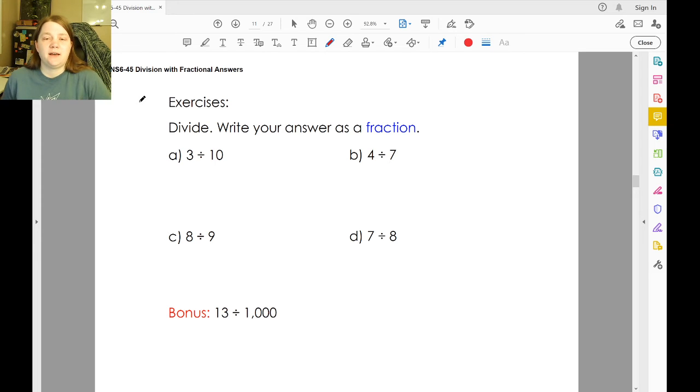They want you to divide and write your answer as a fraction. All this means is write out the fraction form of this division problem. Go ahead and give it a shot, and then we'll talk about it.